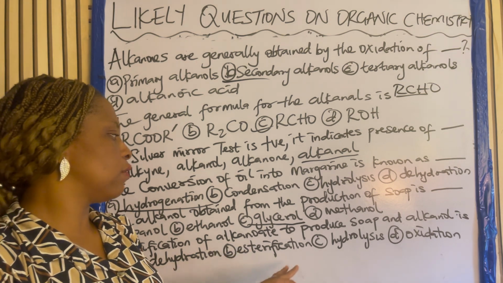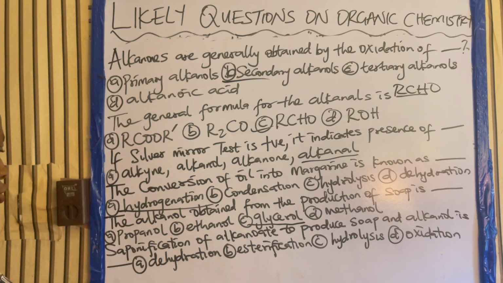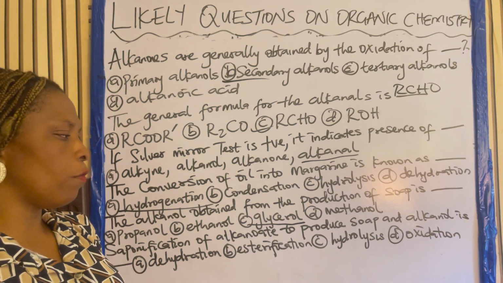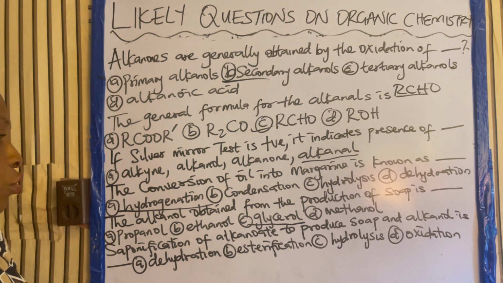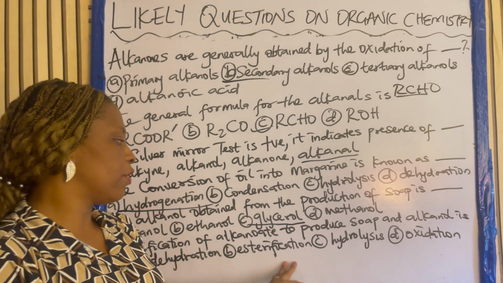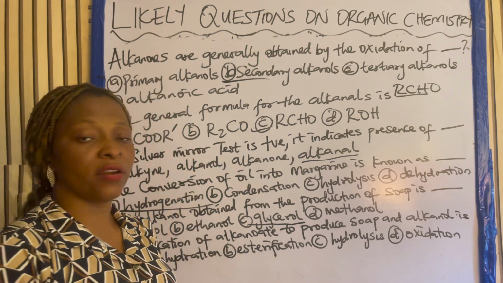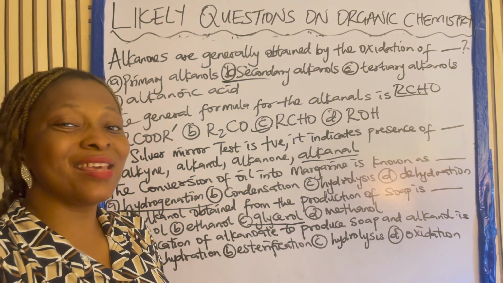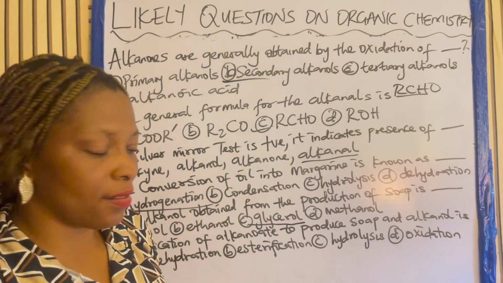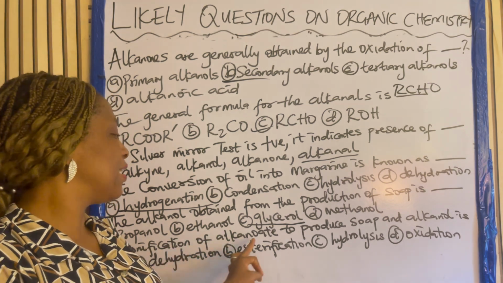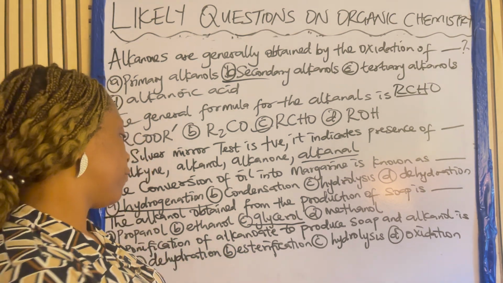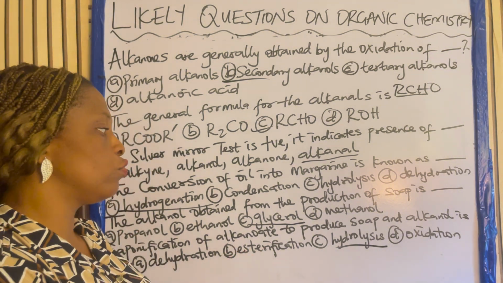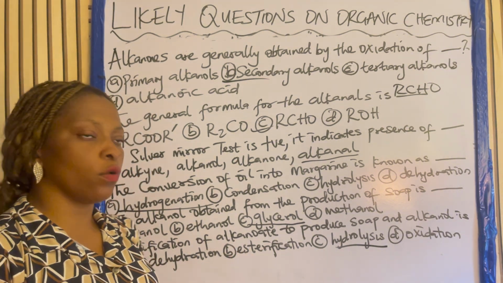Saponification of alkanoates to produce soap and alkanol is dash. So when you saponify alkanoates, that's esters, to produce soap and alkanol, what do you call it? Dehydration, esterification, hydrolysis, oxidation. Now, esterification is the reaction between alkanol and alkanoic acid to give you alkanoates. But this time around, we are saponifying alkanoates to produce soap. So we refer to it as hydrolysis.